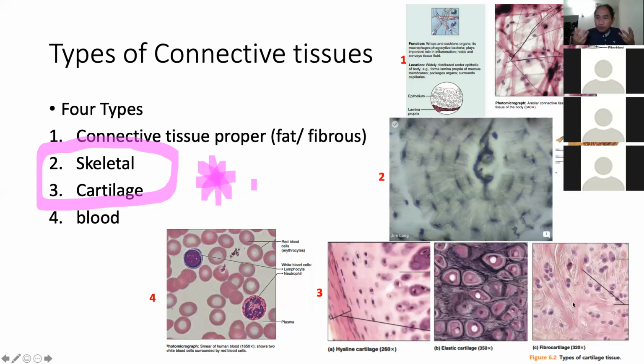Of course, that's the way we try to remember. A different slide might be a little less prominent or more prominent, but this is the way we try to remember, and this is a very typical slide for fibrocartilage.